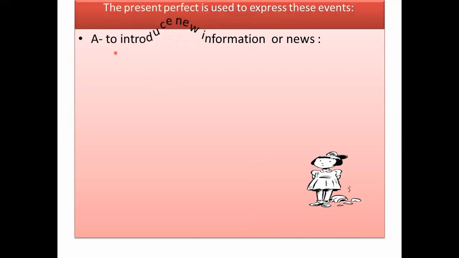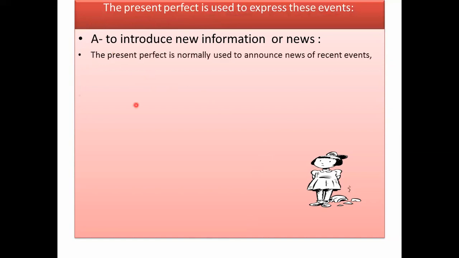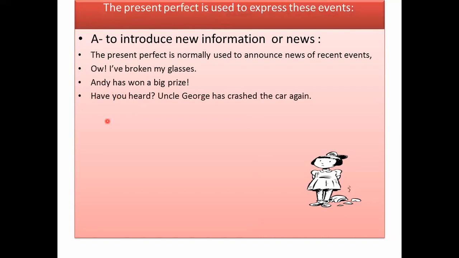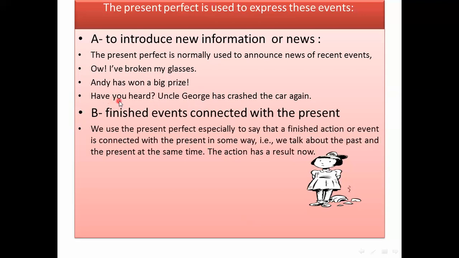For example, we can say, "Oh, I have broken my glasses." So this is new information. Or in the second example, "Andy has won a big prize." So pay attention to the form. We've got here have broken, has won. And the third example, "Have you heard Uncle George has crashed the car again?" So this is news.